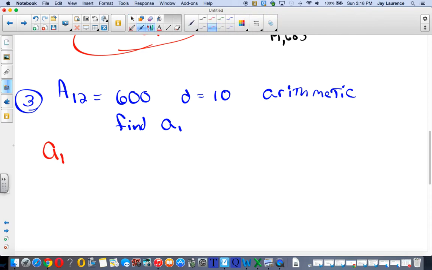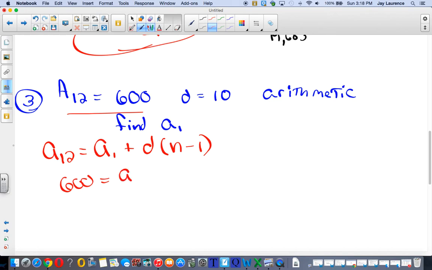A sub n. In this case, it's a sub 12. It's going to equal a sub 1 plus d times n minus 1. So a sub 12 is 600. Where did I get that from? Right there. A sub 1, I do not know. D is 10 because I was told it was 10 right there. And then I will do n minus 1. So that will be 12 minus 1, or better yet, 11. I'll get 600 equal to a sub 1 plus 110.